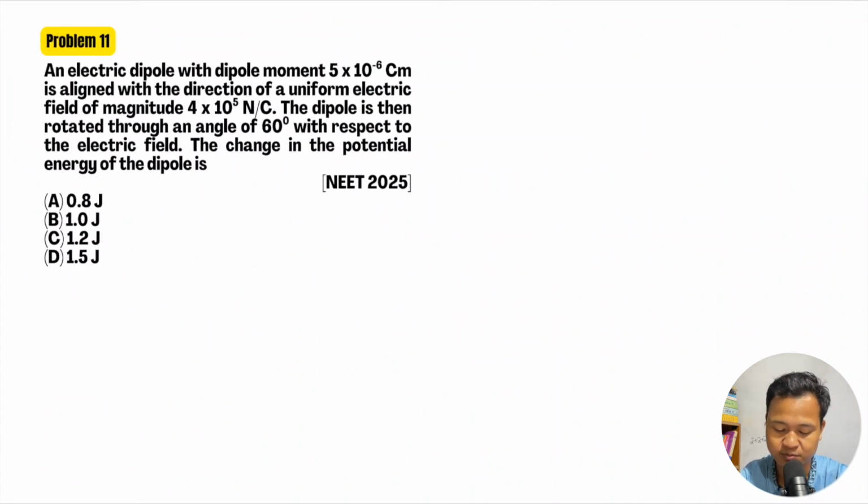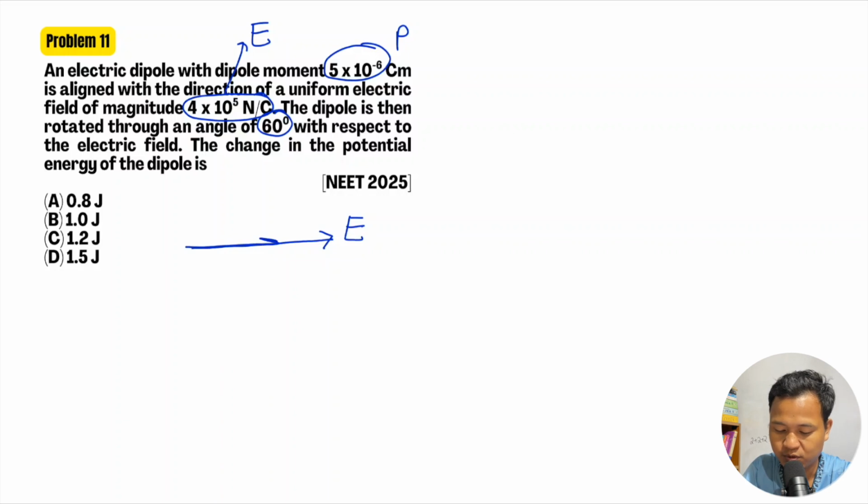Pending in the last problem. An electric dipole with dipole moment P is aligned with the direction of the electric field. The dipole is then rotated by angle 60 degree. If this is the electric field, then the dipole is also like this. And now it is rotated by 60 degree, so now it is like this. So now the angle becomes 60 degree.